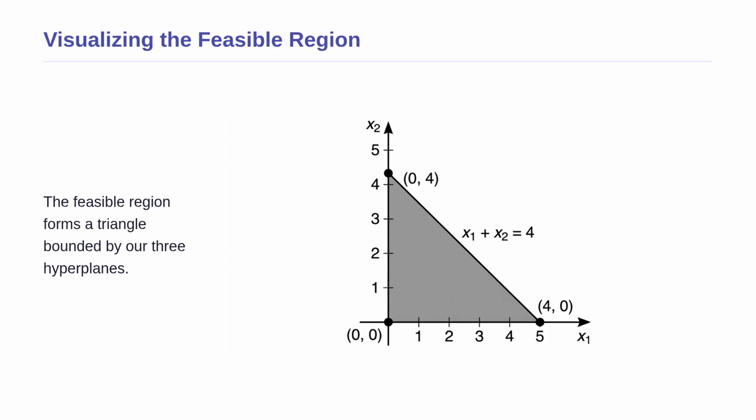Let us look at exactly what we just calculated. Here is the visual representation of our factory's feasible region. The horizontal and vertical axes act as our impenetrable non-negativity walls. The slanted line represents our machine time limit, the hyperplane x1 plus x2 equals 4. The shaded gray triangle is the physical space where all our constraints are satisfied simultaneously. Notice the three black dots at the corners: 0, 0, 4, 0, and 0, 4. These are our extreme points.